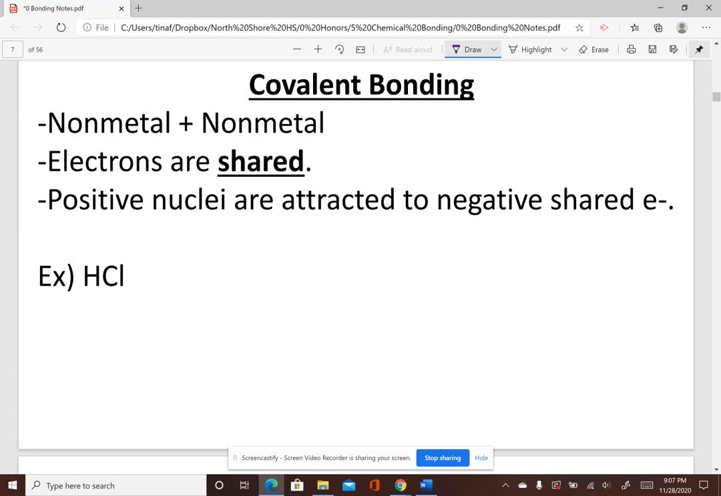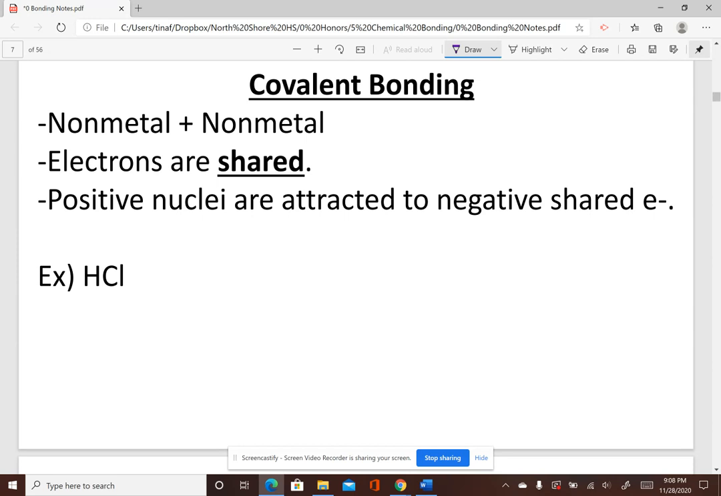We just don't have any ions that are created because we don't have something that wants to lose and something that wants to gain to make ions. All right, we just have two things that have pretty high electronegativities. So they're both going to kind of just compromise and they're going to share their valence electrons with each other.